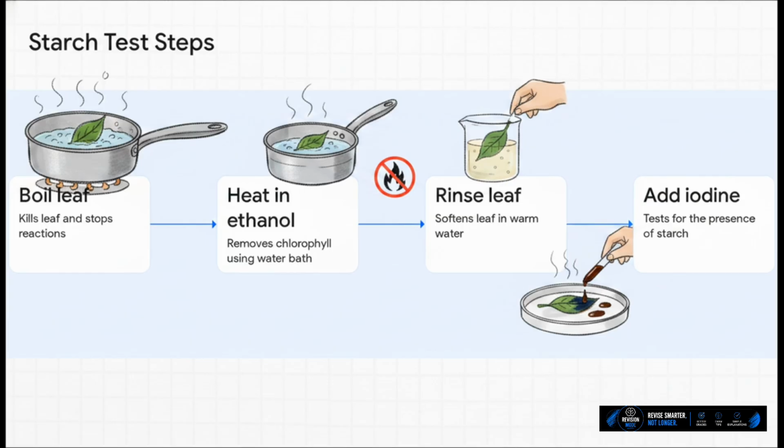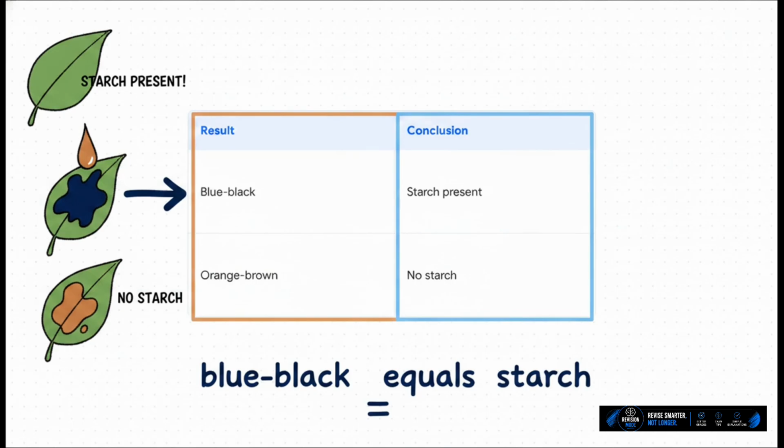And fourth, the main event. We add a few drops of iodine solution, which is our trusty test for starch. When that iodine hits the leaf, you're looking for one very specific color change. If the iodine turns a really dark, deep blue-black color, bingo, starch is present. That's a positive test, meaning photosynthesis definitely happened.